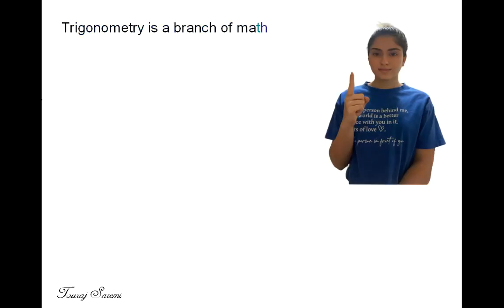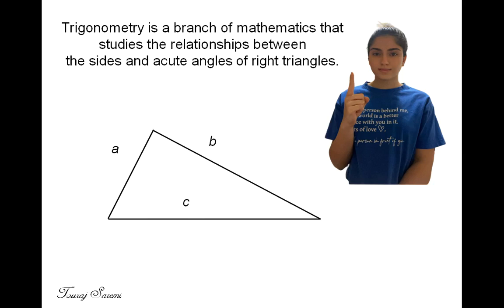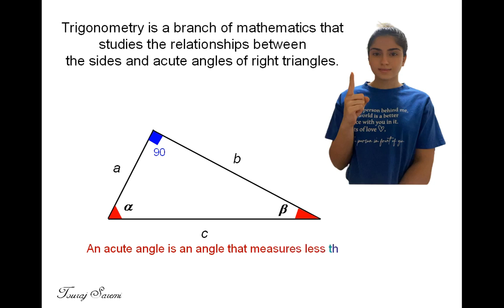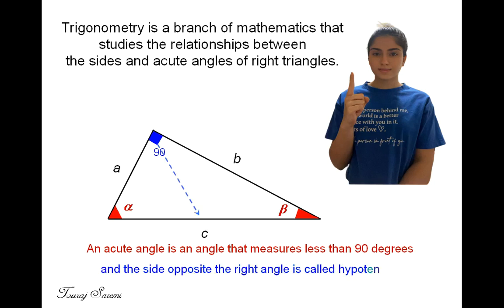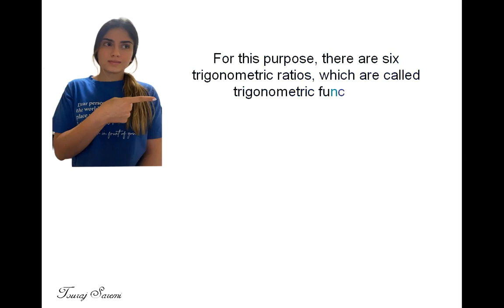Trigonometry is a branch of mathematics that studies the relationships between the sides and acute angles of right triangles. An acute angle is an angle that measures less than 90 degrees. And the side opposite the right angle is called hypotenuse. For this purpose, there are 6 trigonometric ratios, which are called trigonometric functions.